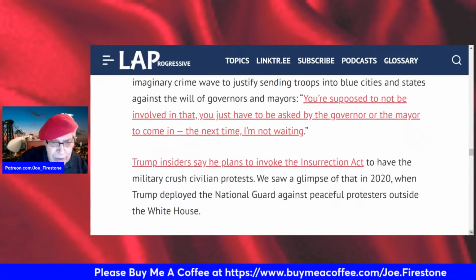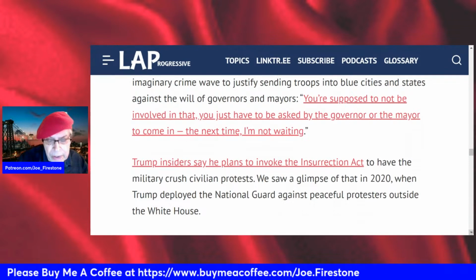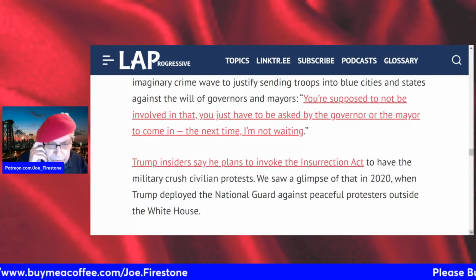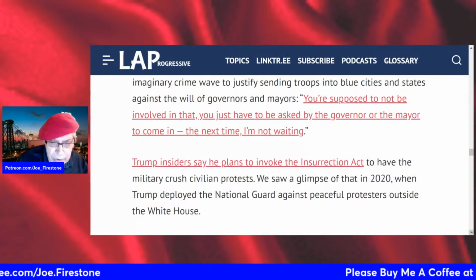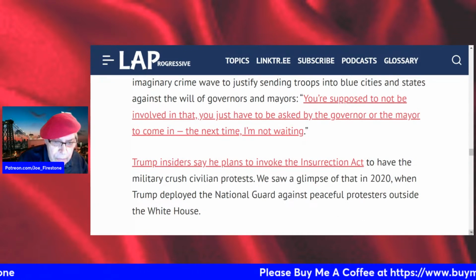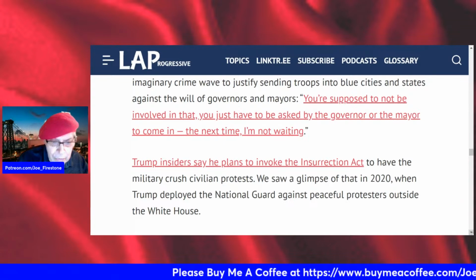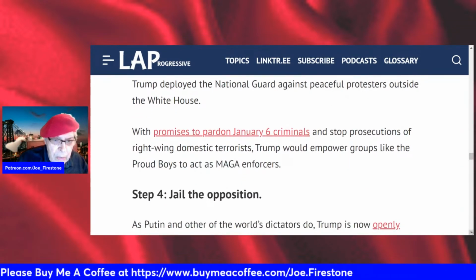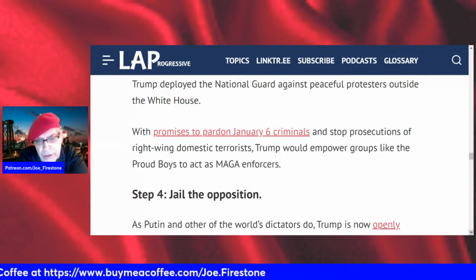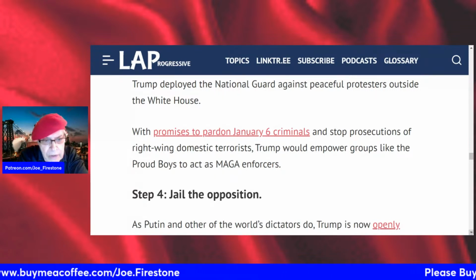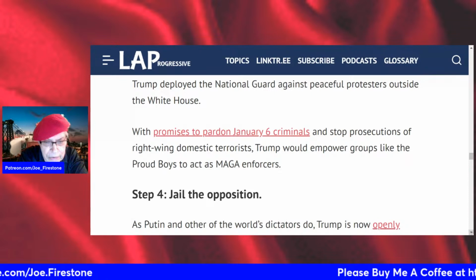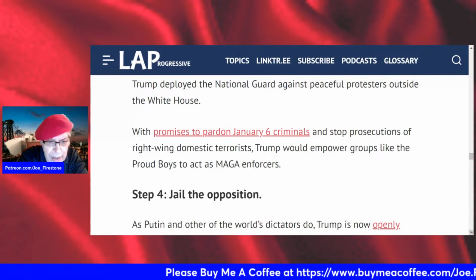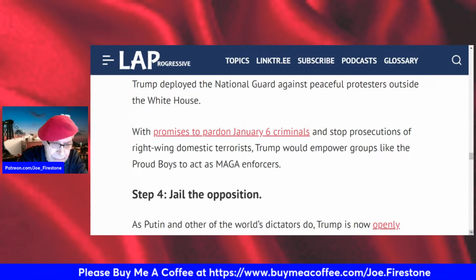Trump insiders say he plans to invoke the Insurrection Act to have the military crush civilian protests. We saw a glimpse of that in 2020 when Trump deployed the National Guard against peaceful protesters outside the White House. With promises to pardon January 6th criminals and stop prosecutions of right-wing domestic terrorists, Trump would empower groups like the Proud Boys to act as MAGA enforcers.